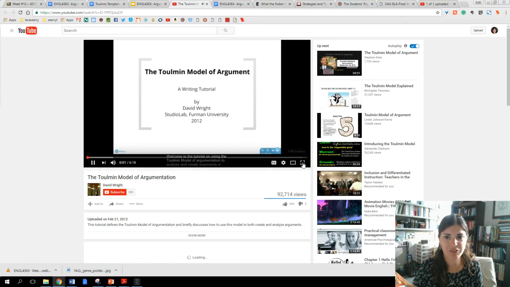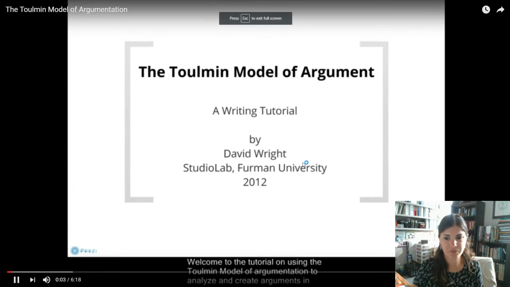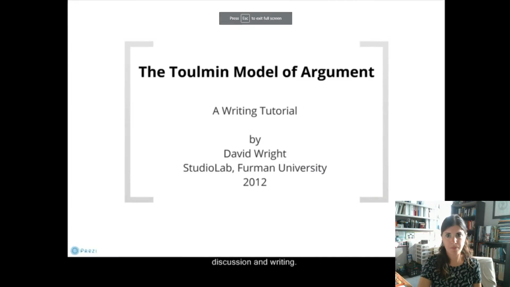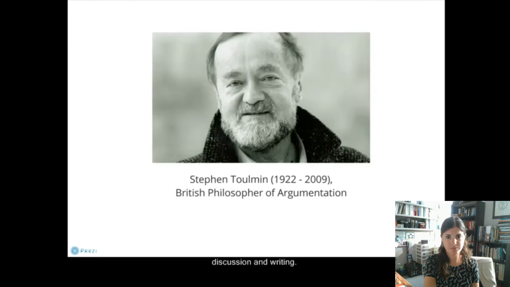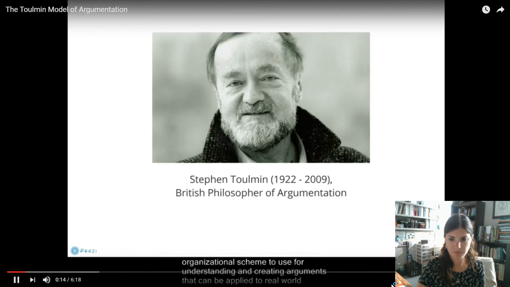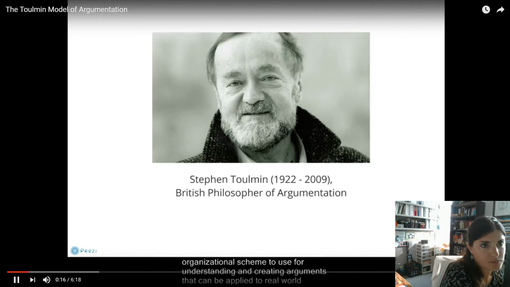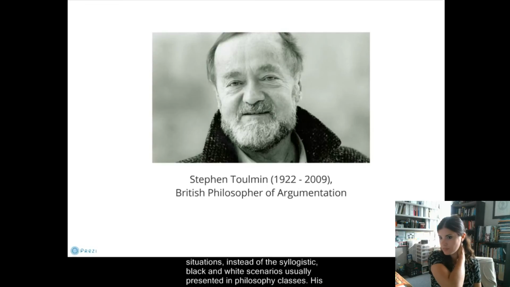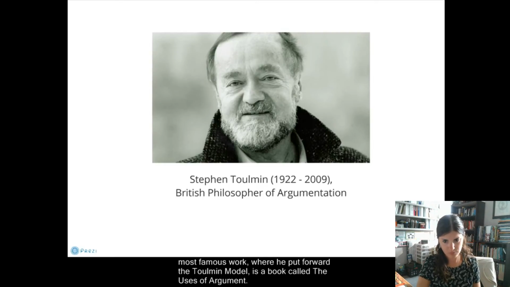I'll just watch. Welcome to the tutorial on using the Toulmin model of argumentation to analyze and create arguments in discussion and writing. The Toulmin model is named for the British logician and philosopher Stephen Toulmin, who created this organizational scheme to use for understanding and creating arguments that can be applied to real-world situations instead of the syllogistic black and white scenarios usually presented in philosophy classes. His most famous work, where he put forward the Toulmin model, is a book called The Uses of Argument.